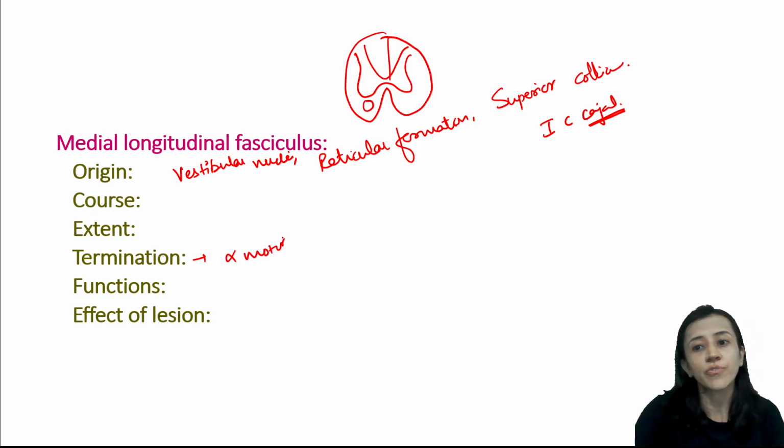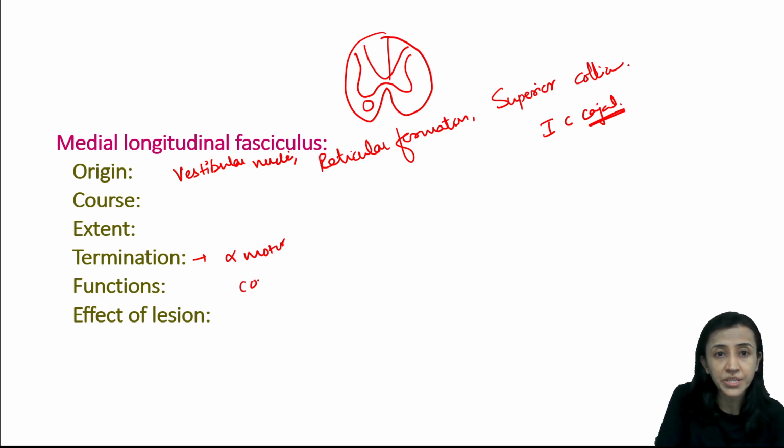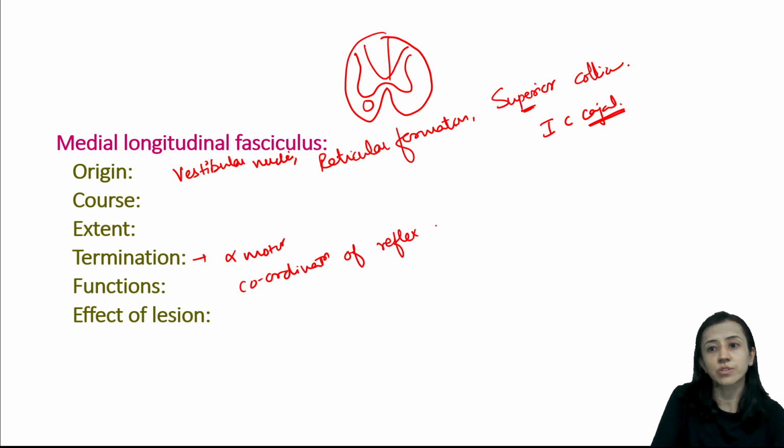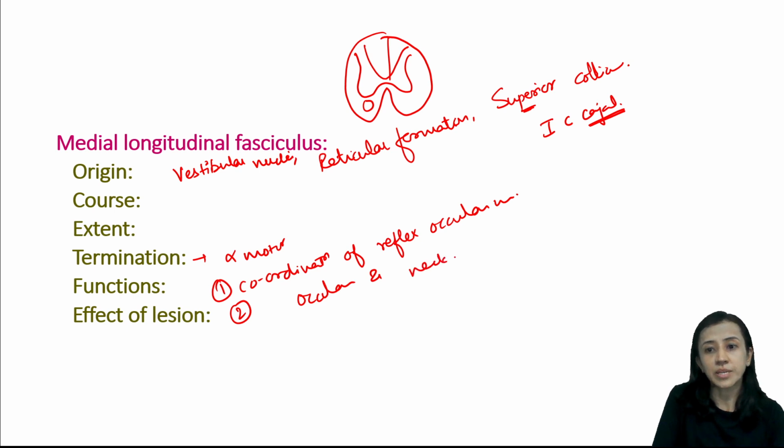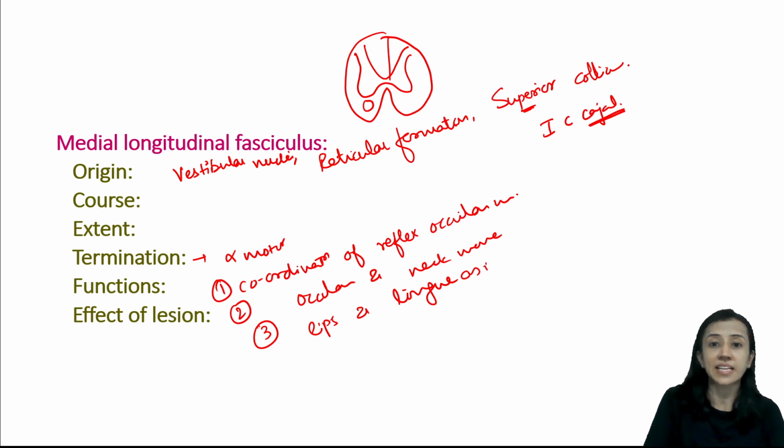What are the functions of medial longitudinal fasciculus? Number one, it is concerned with the coordination of reflex ocular movement. Reflex, because the superior colliculi are related with ocular movement, ocular reflexes. Also, another function, that is integration of not only ocular but ocular and neck movement. Then the third function, that is simultaneous movement of lips and tongue as in speech. And what are the effects of lesion? All these reflex ocular movements and reflex neck movements are lost.